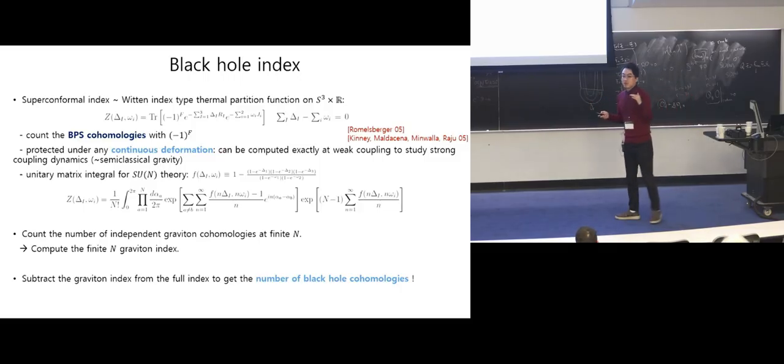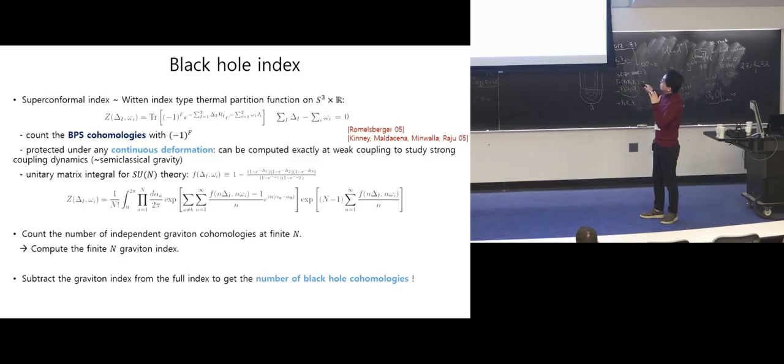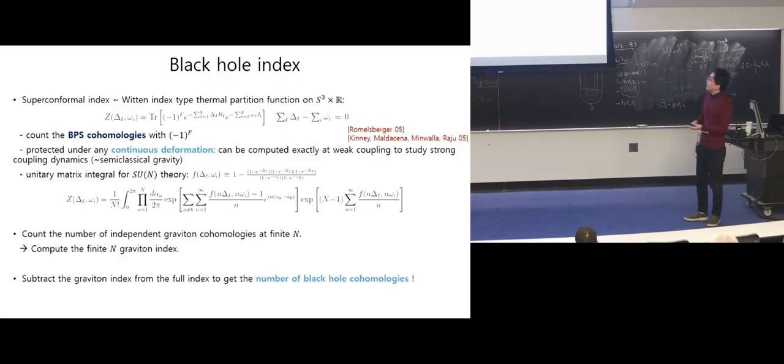And our strategy is the following. We first, let's say, compute this index order by order. And also, since we know the definition of all graviton cohomologies, we count the number of independent graviton cohomologies at finite n order by order in charges. So we can compute the finite n graviton index, and subtracting the graviton index from the full index will give you the number of black hole fortuitous cohomologies. Basically, we are computing the black hole index or fortuitous index.